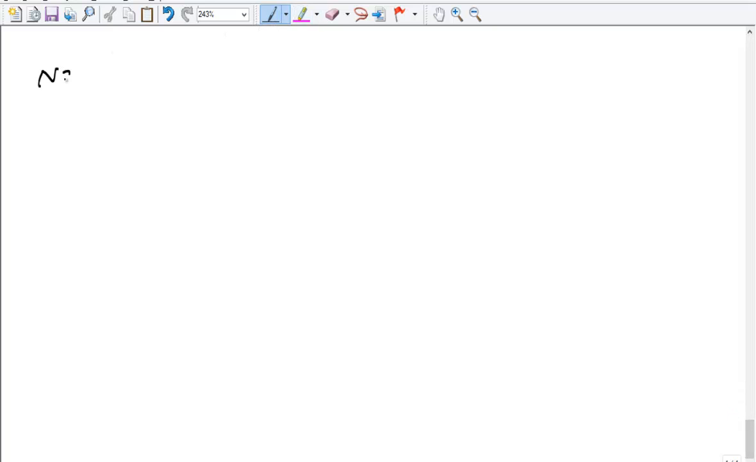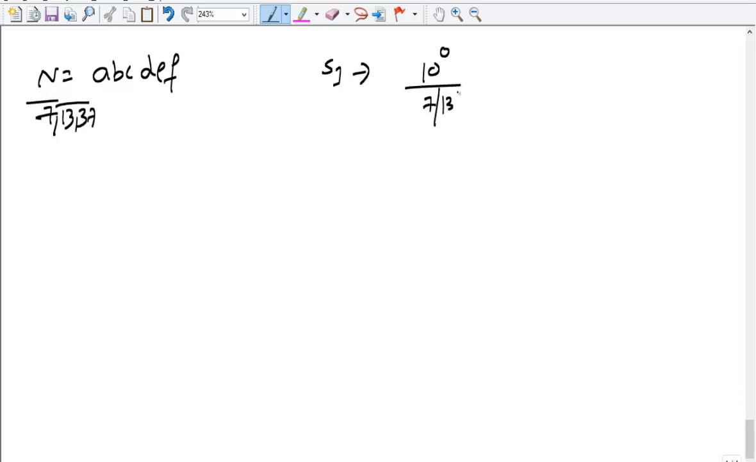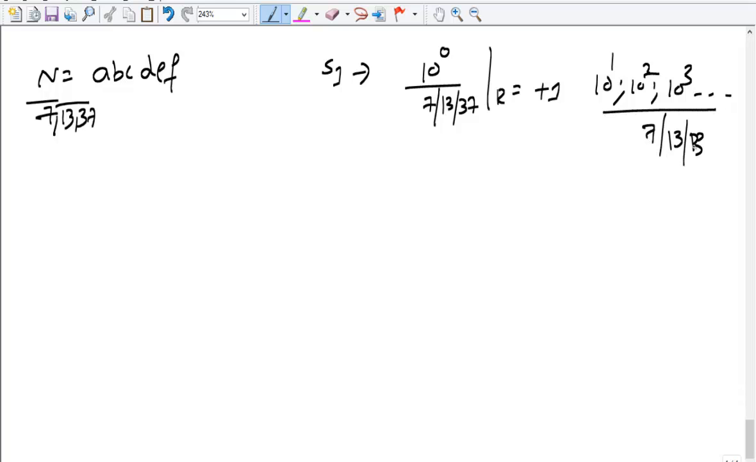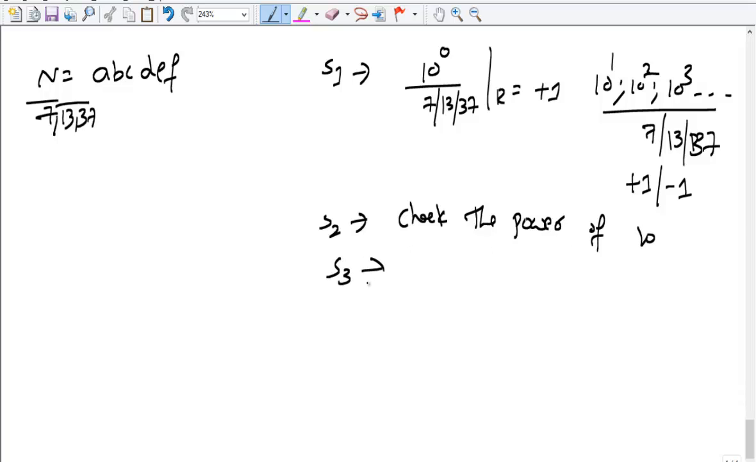Just like this, if we have n equal to A, B, C, D, E, F, let's take, and n divided by 7 or 13 or 37. Step 1 is take 10 power 0 divided by 7 or 13 or 37. Find the remainder, that is plus 1. And then 10 power 1 term, 10 square, 10 cube and so on, divided by 7 or 13 or 37. Once you get the remainder as plus 1 or minus 1, stop here. Step 1 is completed. Step 2, check the powers of 10.